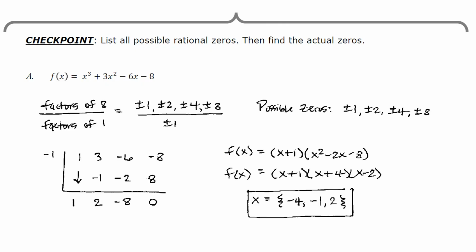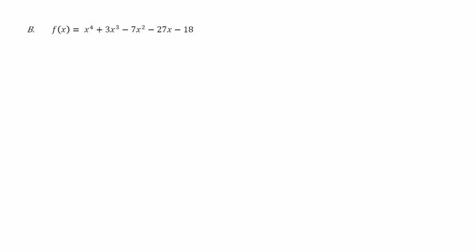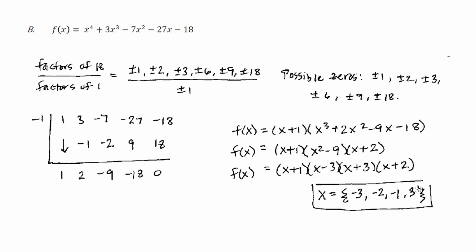Right here is the answers to A. So the zeros you should have gotten are -4, -1, and 2. Now pause and attempt B. The answer you should have gotten for B, the actual zeros are -3, -2, -1, and 3.